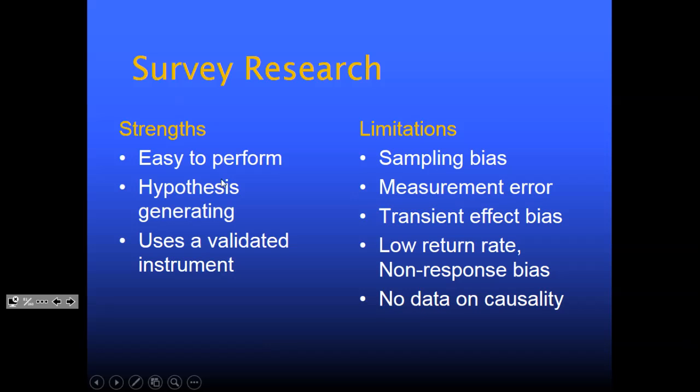It's easy to perform. It is very scientific in terms of it could use a validated instrument. It could provide data that I can compare. I can know, again, what's the age of the individuals, what's the race of the individuals, what's the zip code of the individuals, so I have good comparison information. There doesn't seem to be a lot of incentive to lie on a survey.